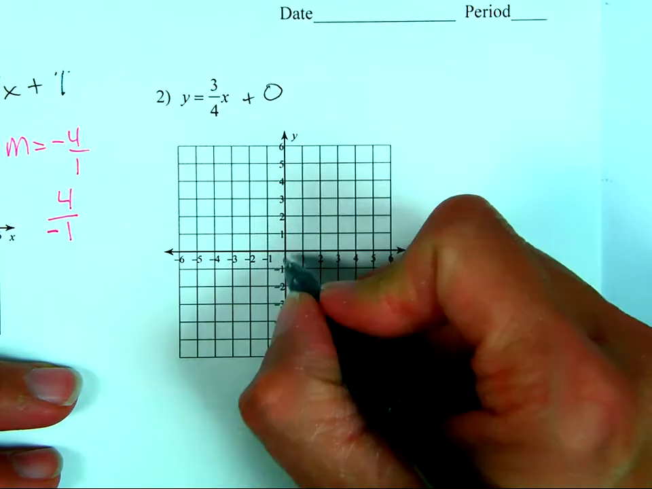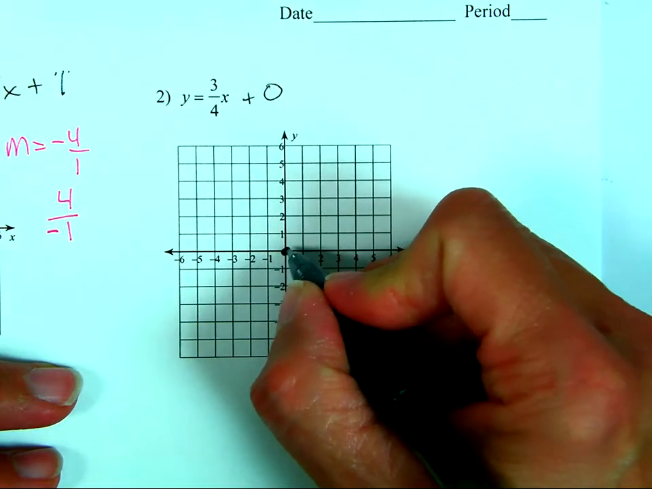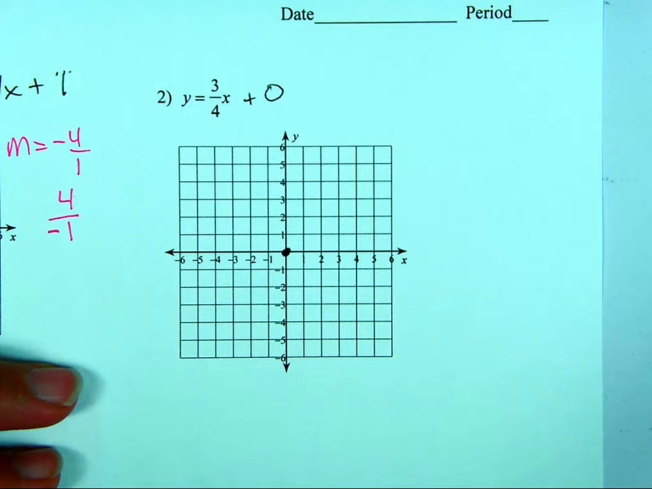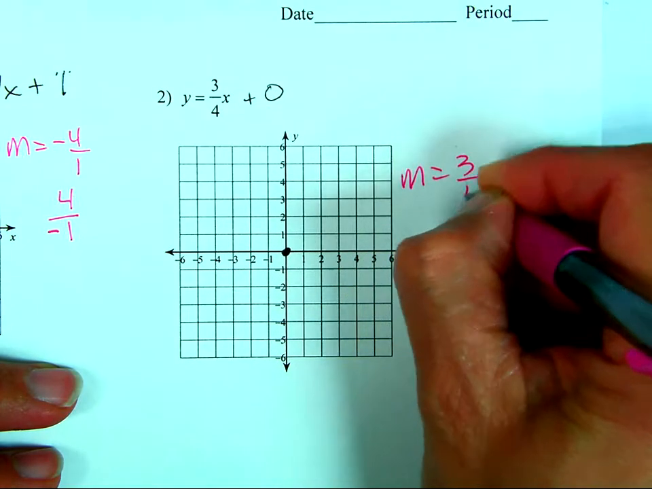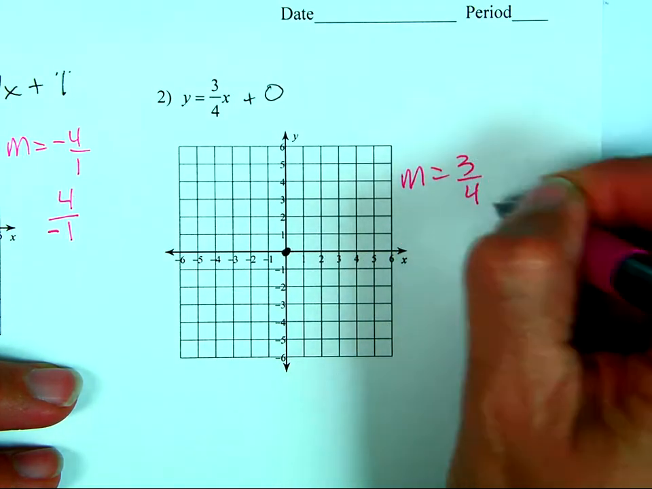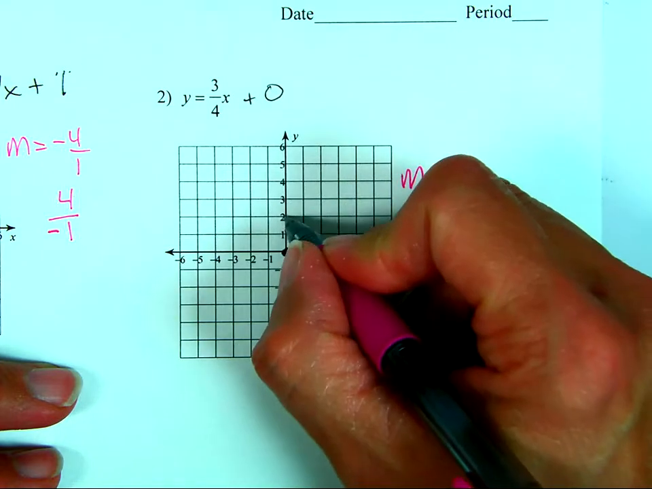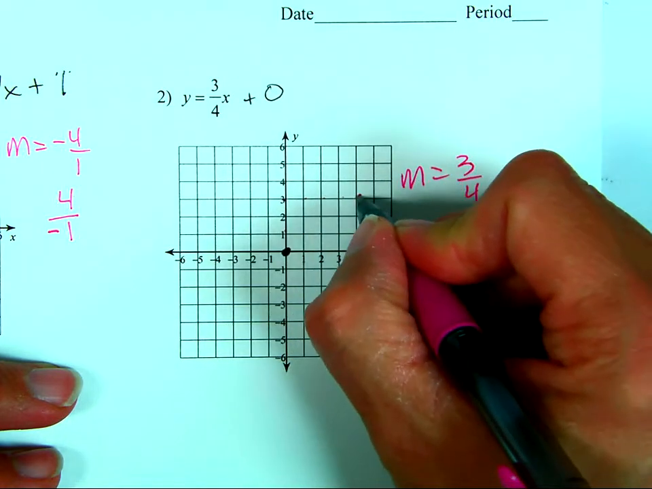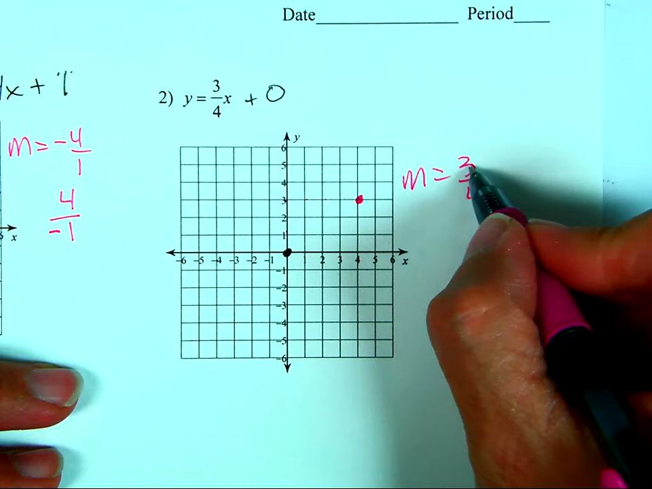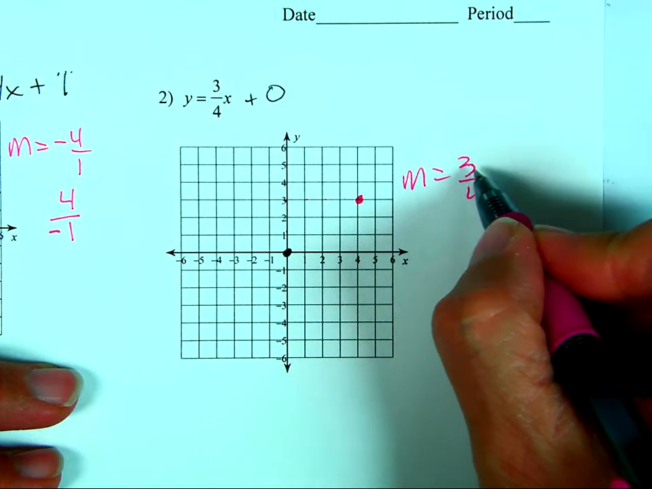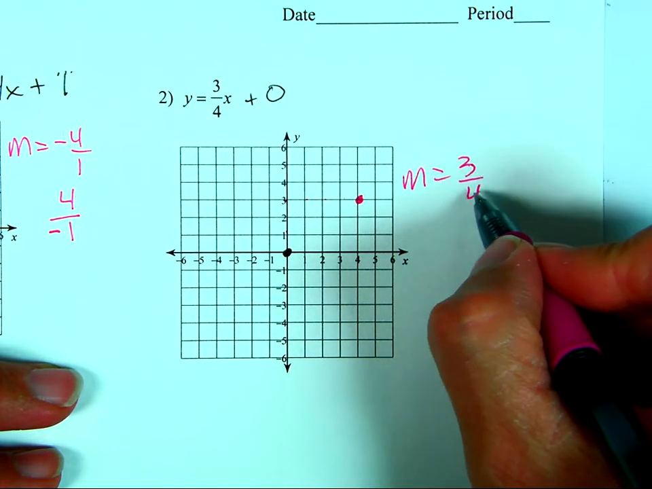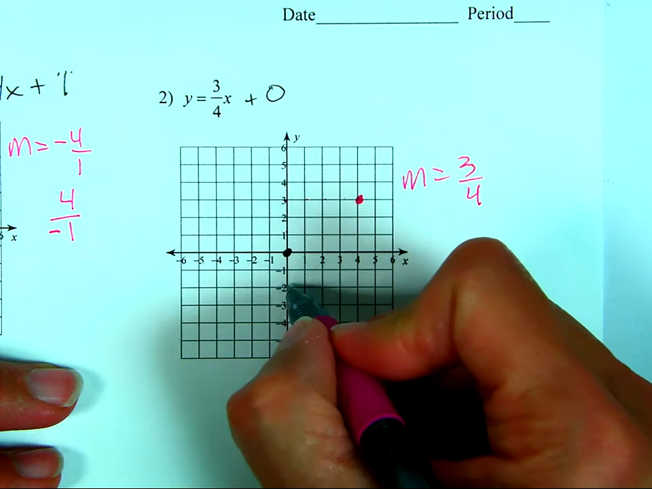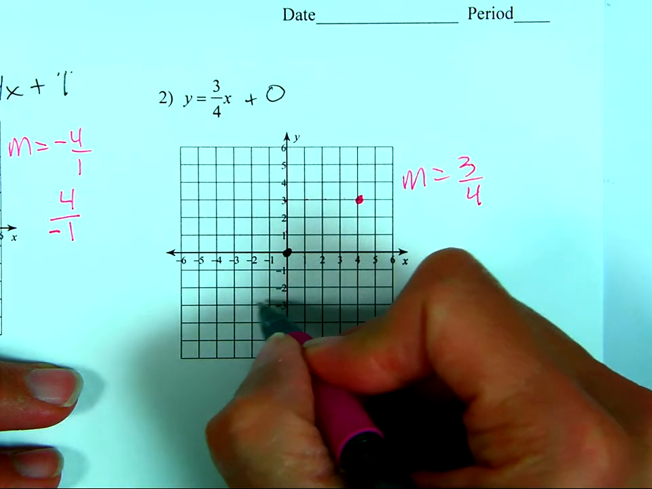So that means 0 is right here. That's our y-intercept. And then our slope is positive 3 over 4. It means I'm going up 3, right 4. So 1, 2, 3, 1, 2, 3, 4. And just like up and right, you can also go down and left, right? 1, 2, 3, 1, 2, 3, 4.